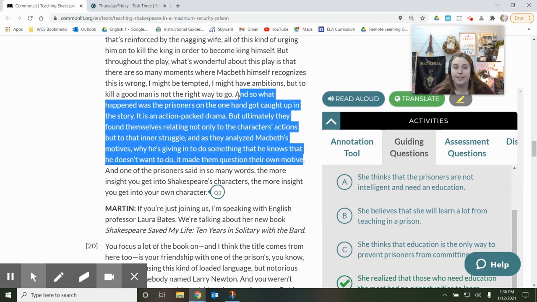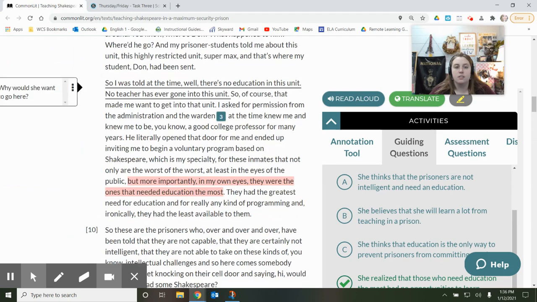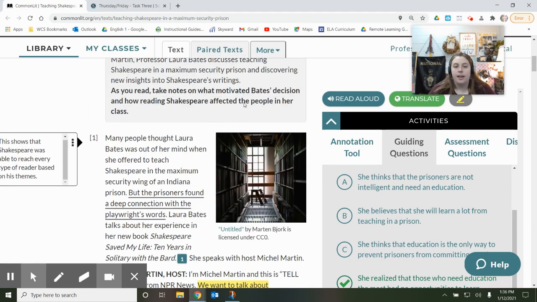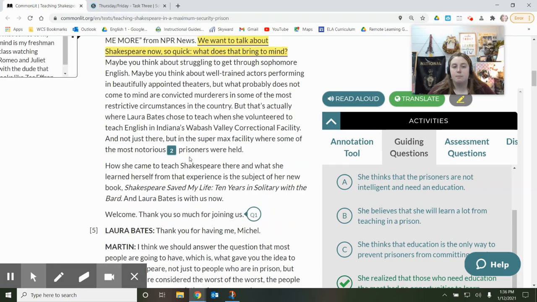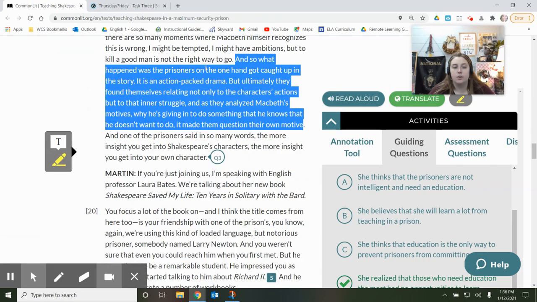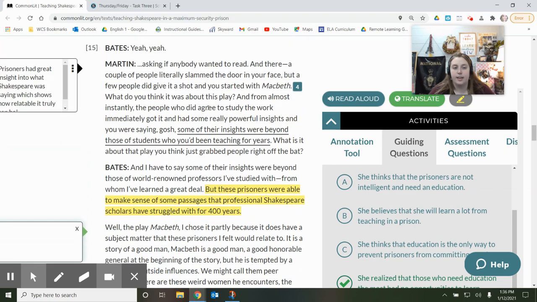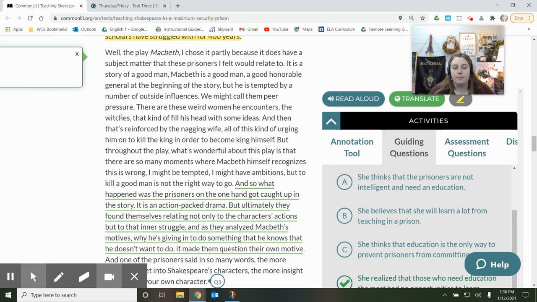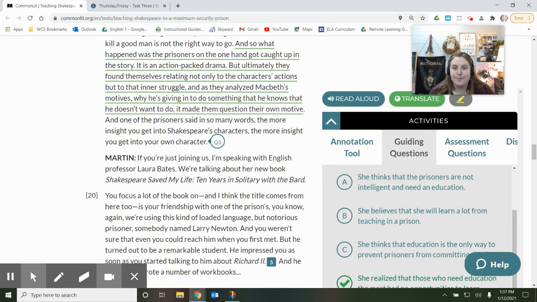All right, so that answers one of our questions, right? One of our questions that we're answering is how reading the Shakespeare affected the people in her class. So right here, this is how it affects them. It really shows us how much they can relate to these characters. Prisoners felt direct relation to the themes in the story. Just like them, he's a good guy, he has all these outside influences, and that affects him.